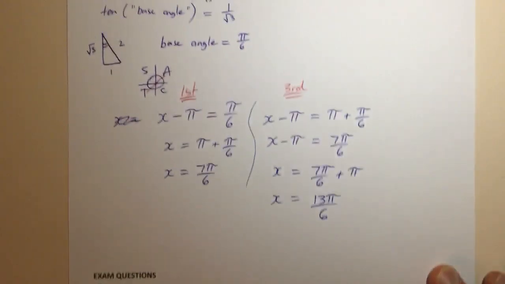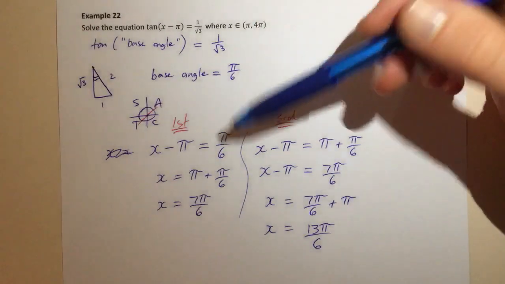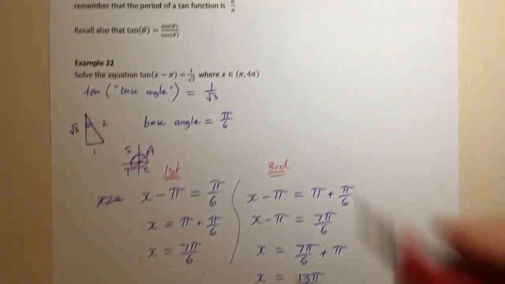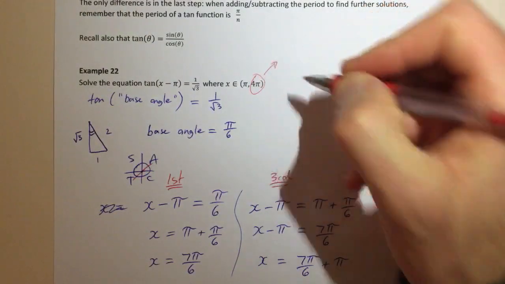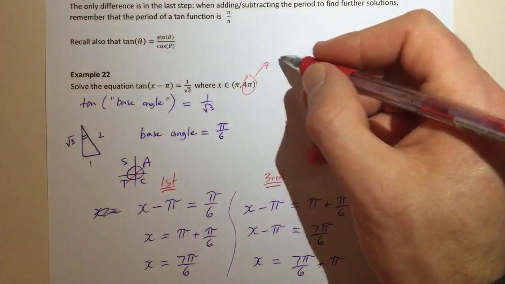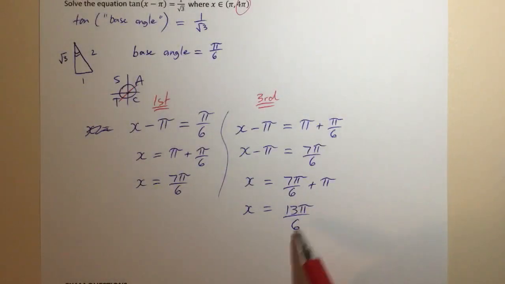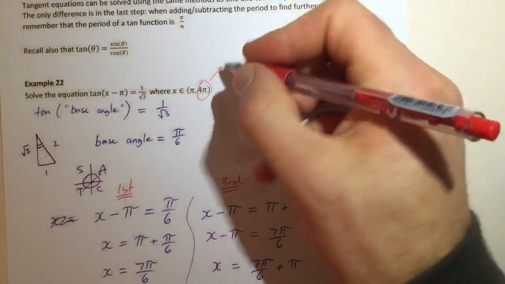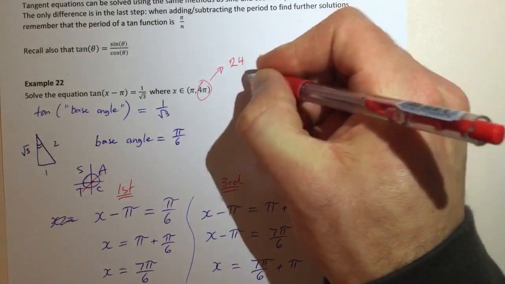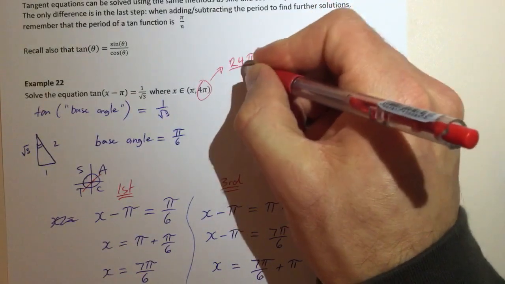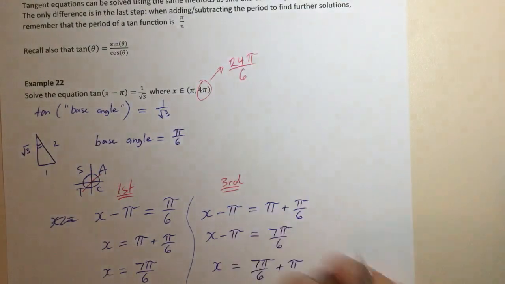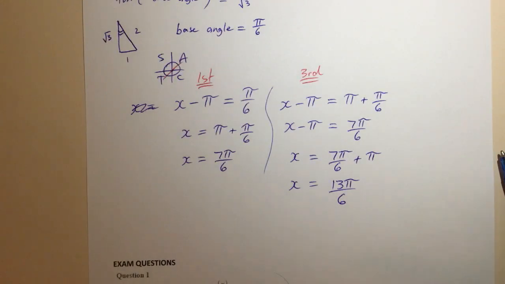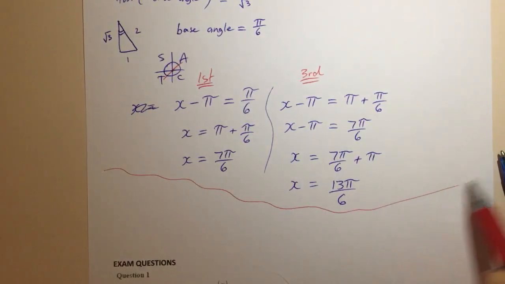So let's think back to our domain. It was from pi to 4 pi. Both of these solutions are between pi and 4 pi. It might also be helpful, as you might remember from when we did sine and cos equations, to think of the endpoint of our domain in terms of whatever your denominators are in your solutions. So if these are both over 6, it's worth reminding myself that 4 pi is really 24 pi on 6, so anything over 24 pi on 6 is going to be outside the domain.